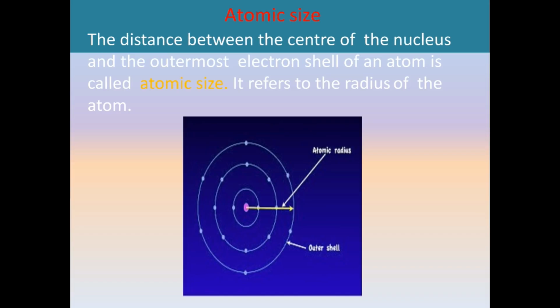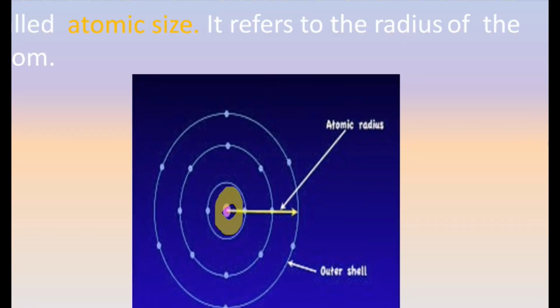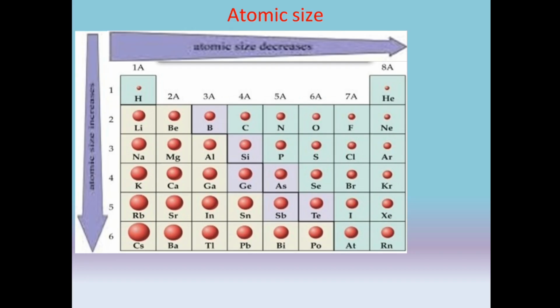Now next, atomic size. What do you mean by atomic size? This is the structure of an atom, right? This is the center, the center of the nucleus, up till the last shell. This is the valence shell. The distance between the center of the nucleus and the last valence shell is known as the atomic radius, sometimes called atomic size. So as the radius increases, the size also increases. If the radius decreases, the size decreases.